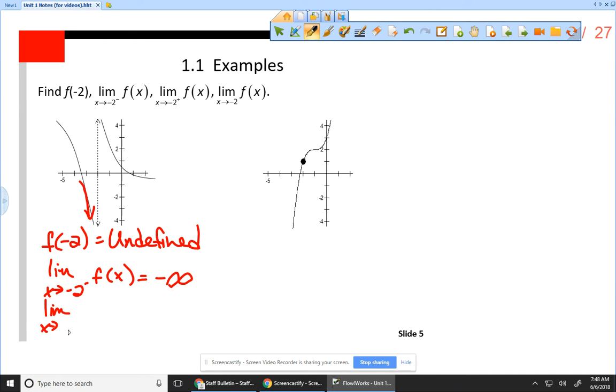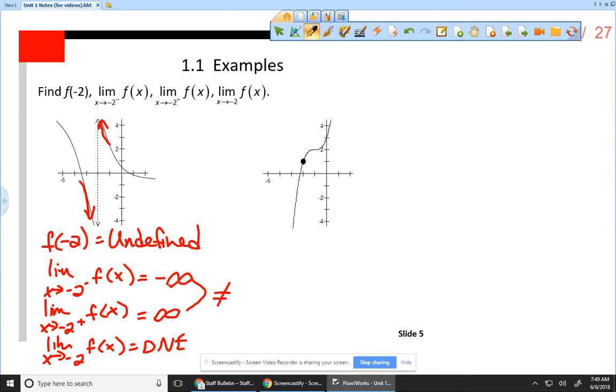All right, now the limit as x approaches -2 from the right. In the same way, we are going up towards positive infinity, so we would just write infinity. Now, one of these is a negative number, one of these is a positive number, so clearly they are not equal. So we can say that the limit as x approaches -2 of f of x does not exist.